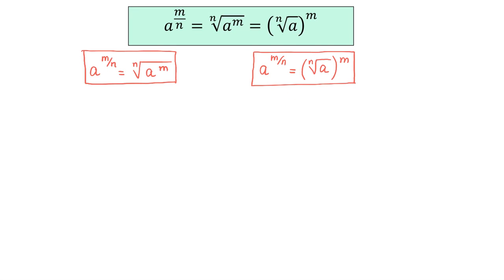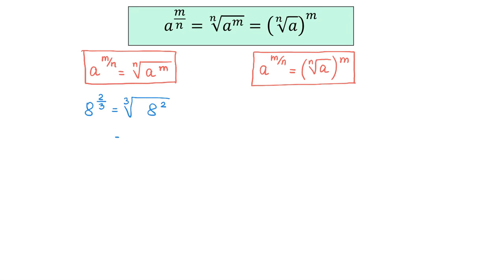Let's see how these rules can be applied on an example. Let's say we have to evaluate 8 to the power of 2 over 3. First, we will rewrite this exponential expression in radical form using this rule. For this, we will start a radical and we will place 8 inside. Then the numerator of this fraction will go to the exponent and the denominator will go to the index. So we will have cube root of 8 to the power of 2.